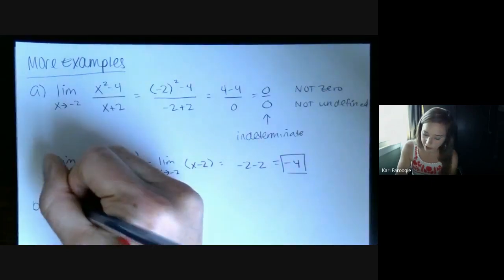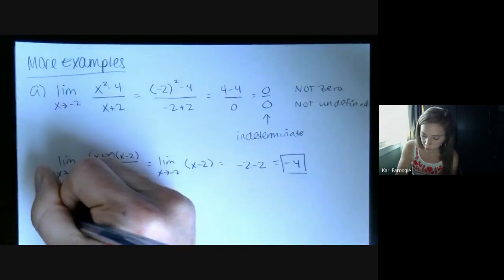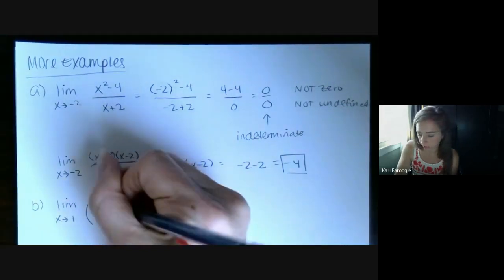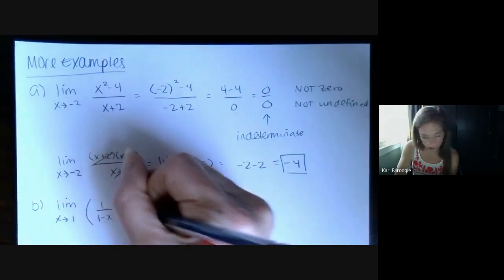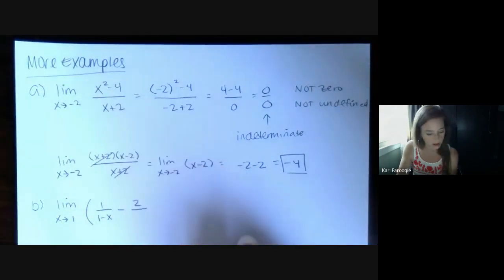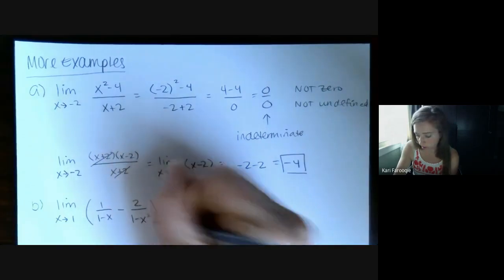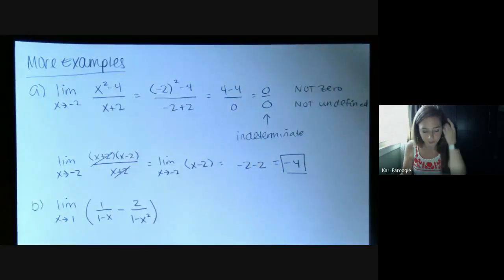B. This is the limit as x approaches 1. And this is going to be the difference of two rational functions: 1 over 1 minus x minus 2 over 1 minus x squared. And this one is going to take you back to your algebra days.